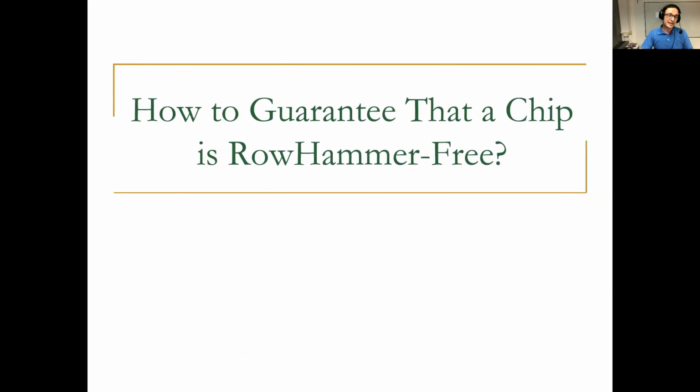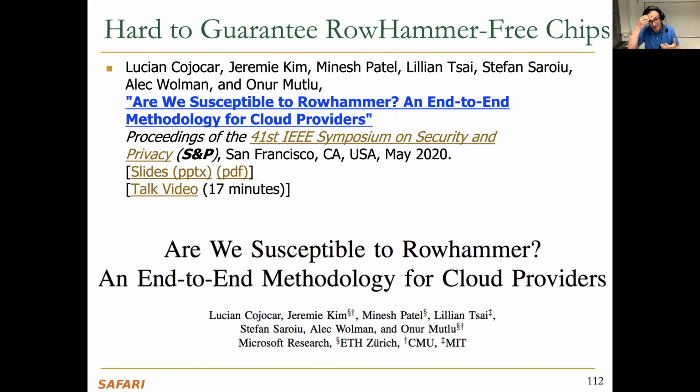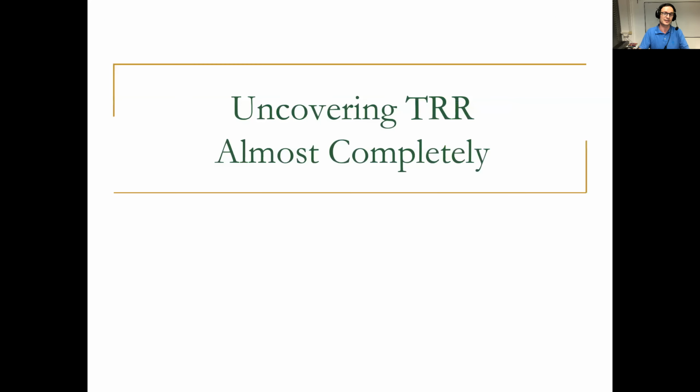Okay, so we later also looked into how to guarantee that a chip is RowHammer free by exhaustive testing, by figuring out how to do that in real systems. And this is a very difficult problem. I'm not going to talk about this in detail. I don't think there is a good solution to this completely because RowHammer depends on many things, access patterns, etc. But this paper that we wrote with Microsoft talks about it, and it has a lot of interesting data. If you're interested, take a look at it.